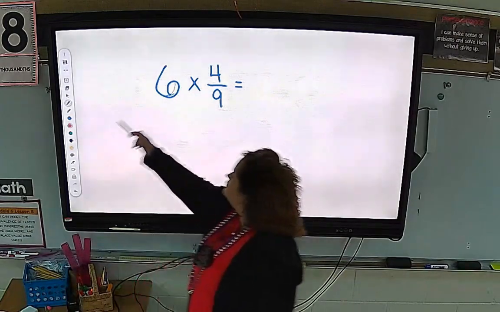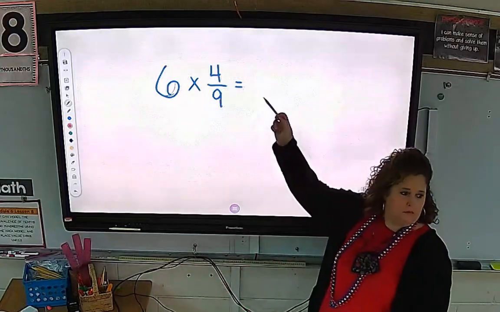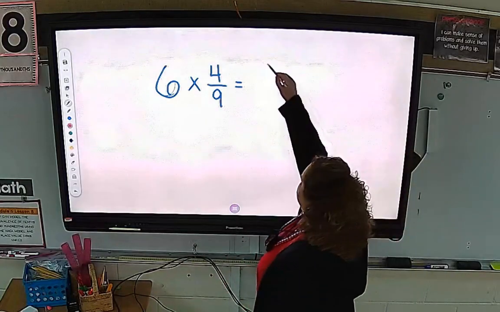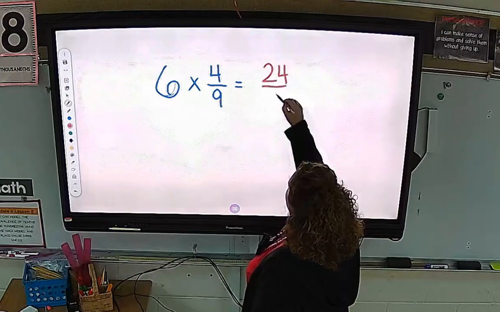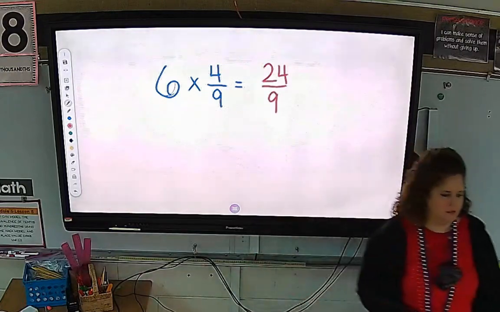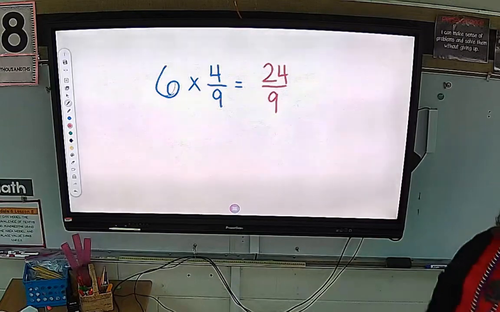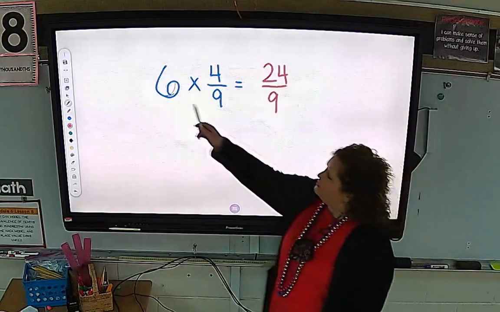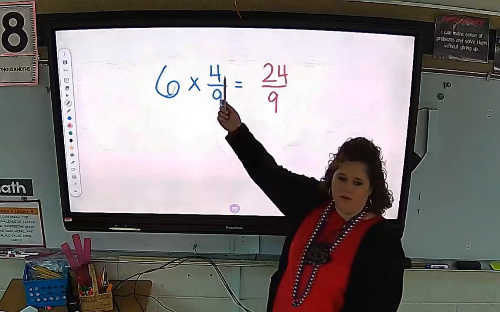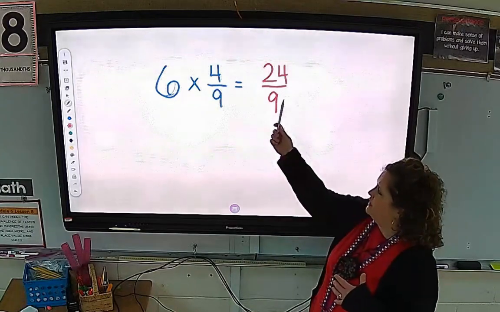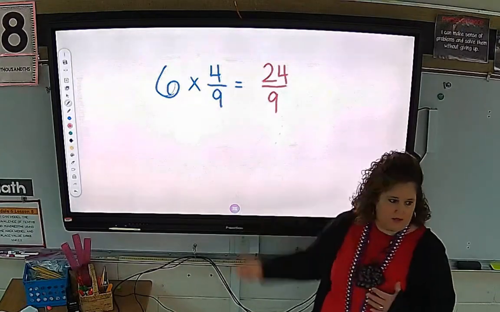Kennedy, when you first multiplied, what did you get? 24/9. Anybody else get 24/9 as your first step? Yeah, that's what you should have gotten. You only multiply this whole number times the numerator, and that's what we get. We carry over the denominator. It stays the same.